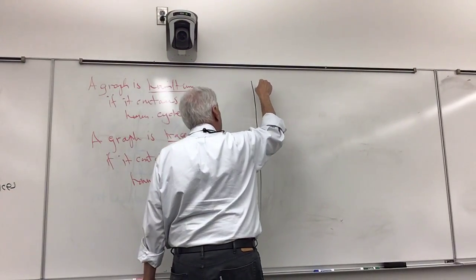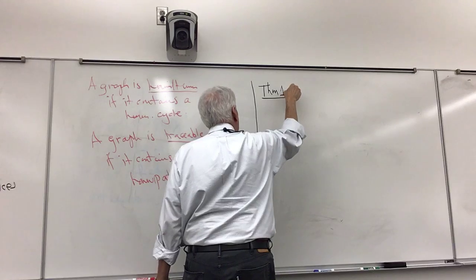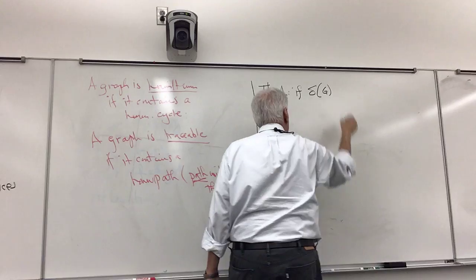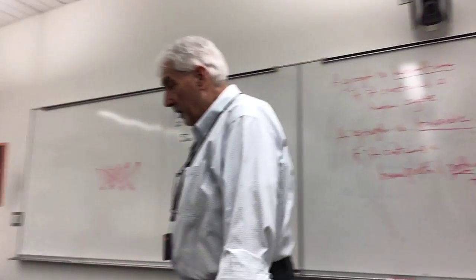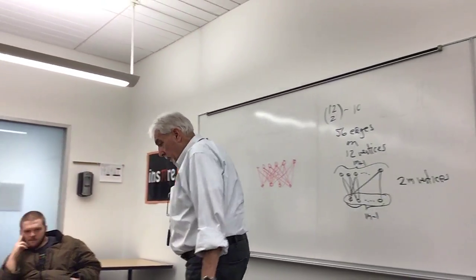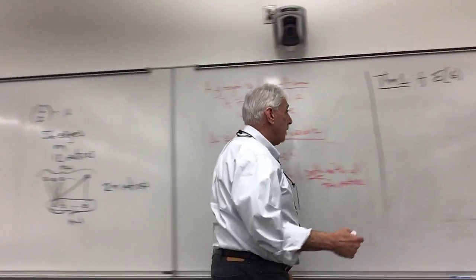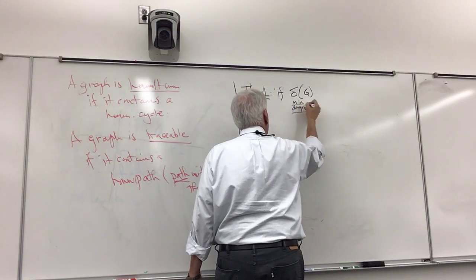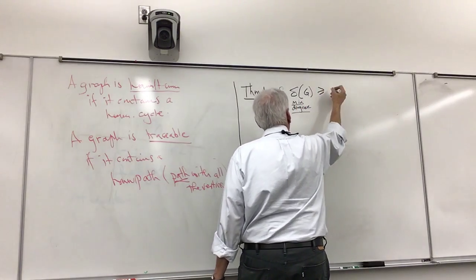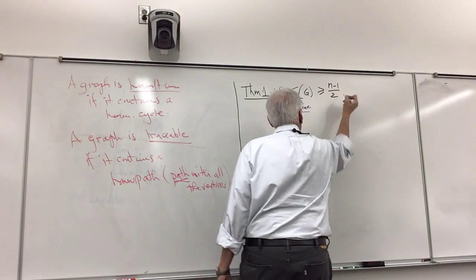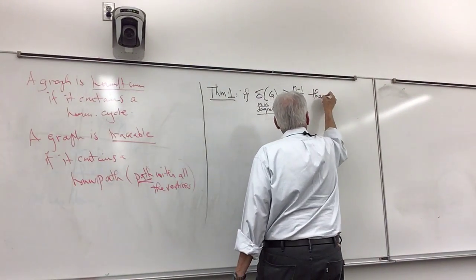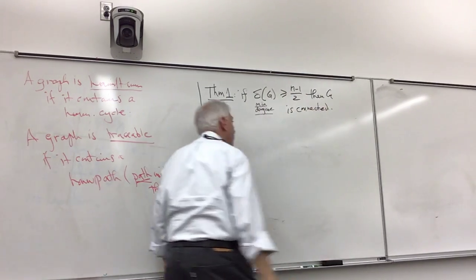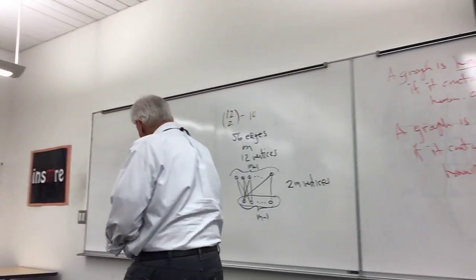So here's theorem 1. We haven't used this too much: little delta of G. What's the little delta of G? The minimum degree. Just to remind you, this is the minimum degree. If the minimum degree of the graph G is greater than or equal to n minus 1 over 2, then G is connected. So I want to prove that first.